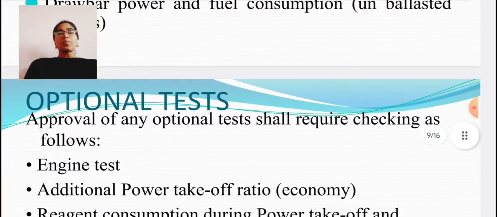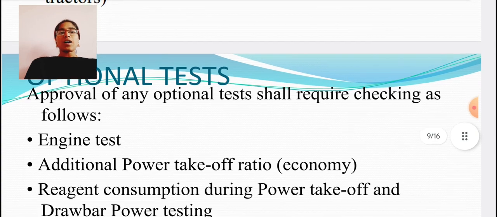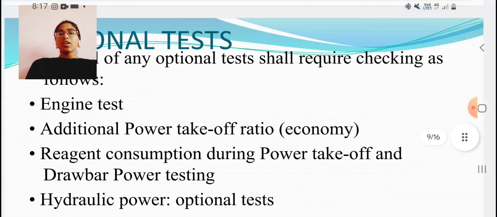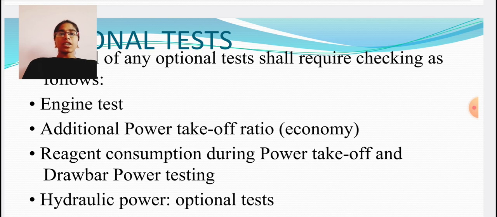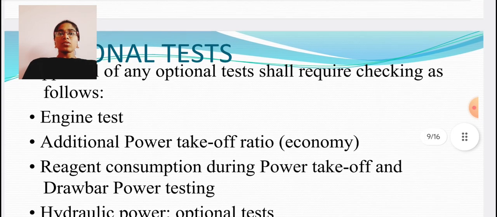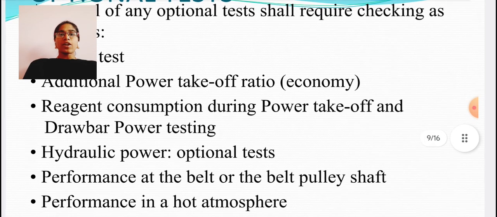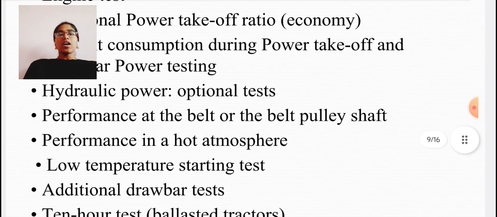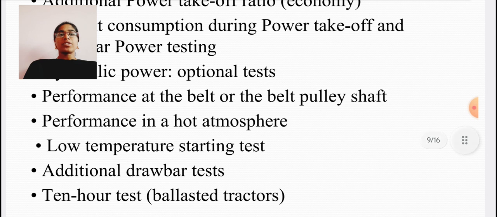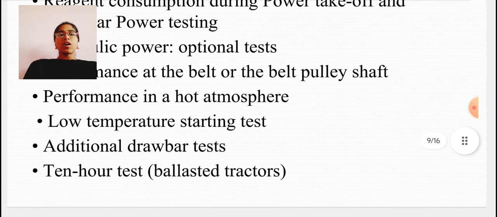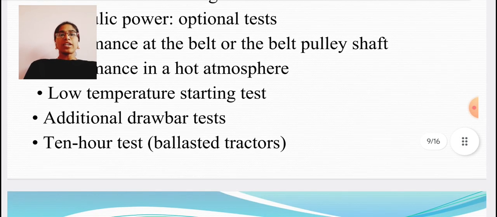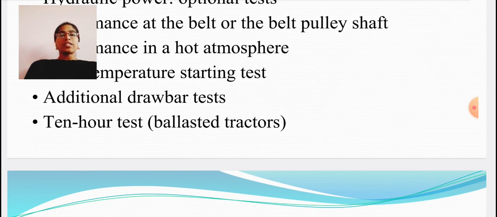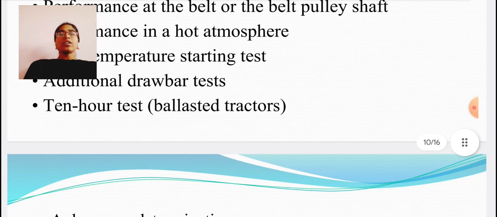So coming to the optional tests, these are the optional tests which may be required before the checking of the machine: engine test, additional power takeoff ratio, reagent consumption during power takeoff, drawbar power testing, hydraulic power, performance of the belt, performance in a hard atmosphere, low temperature starting test, additional drawbar test, and 10-hour test for ballasted tractors. So these are to be checked.